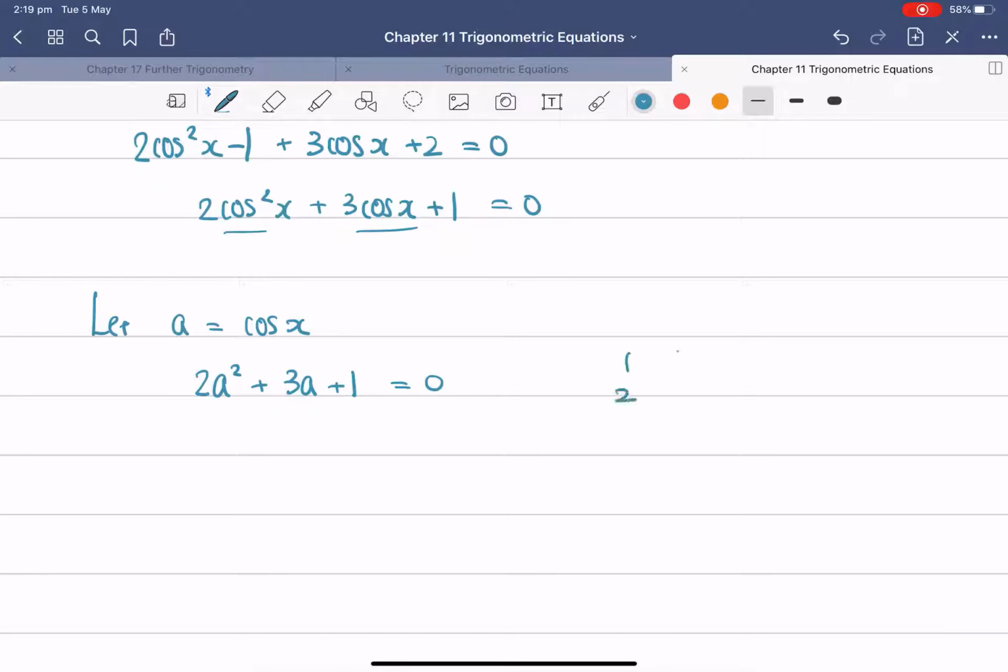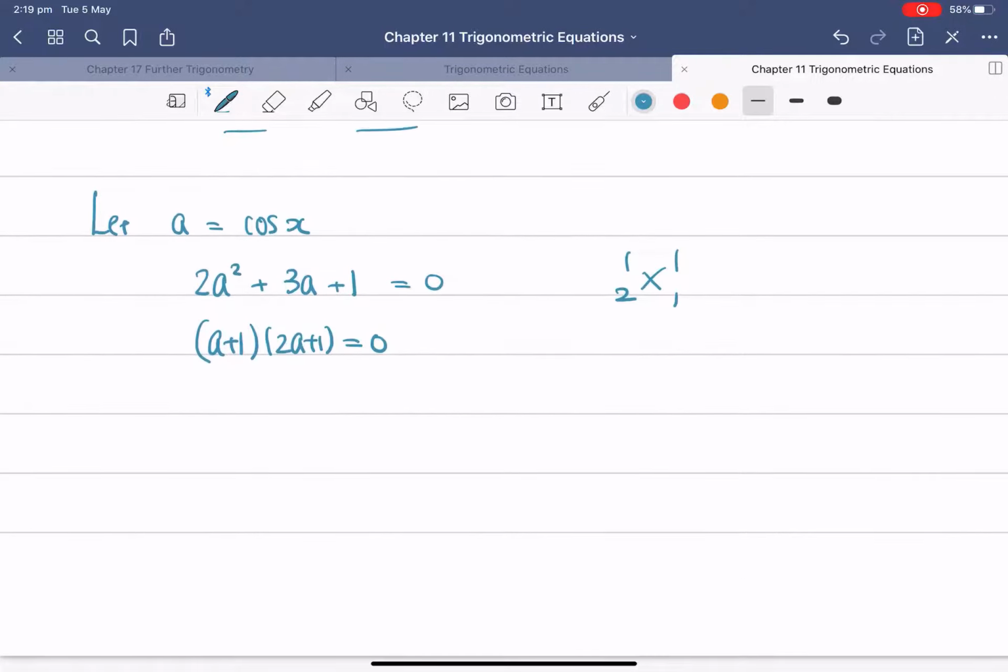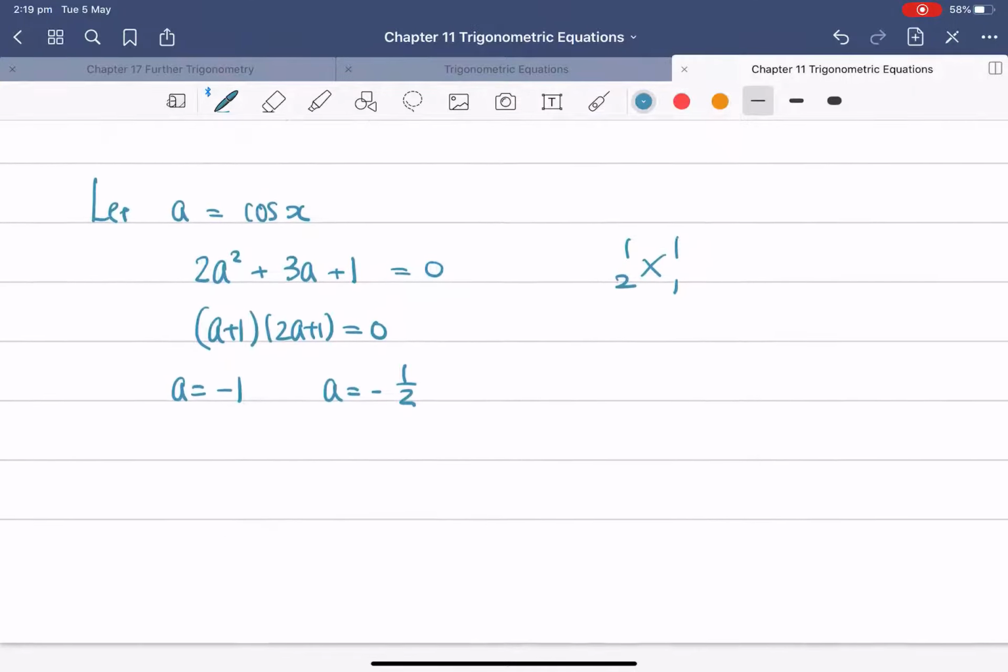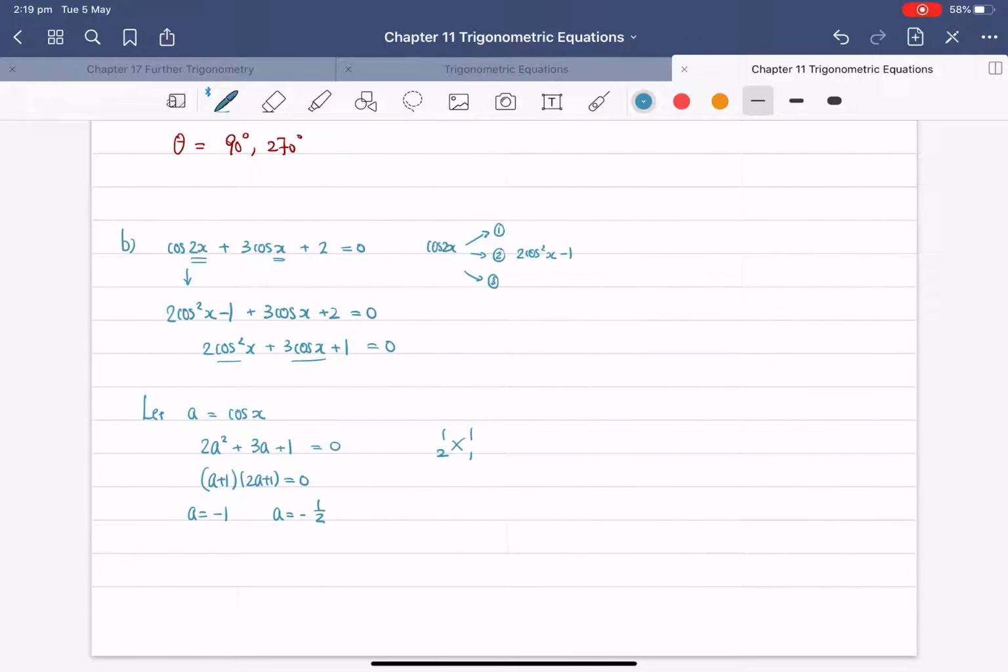So you can solve this quadratic equation, and once you can solve it, you should be able to solve the trigonometry equation. That becomes 2a plus 1 times a plus 1 equals 0. So a is minus 1, a is minus half. Once you get a equals minus 1 and a equals minus half, remember you still haven't finished solving the question. What you need to do is work out the value of x. So the next step, which I'm going to do on this side, is to write down cosine x is equal to minus 1, and then cosine x is equal to minus half. Very important.